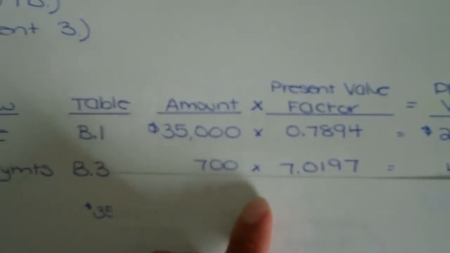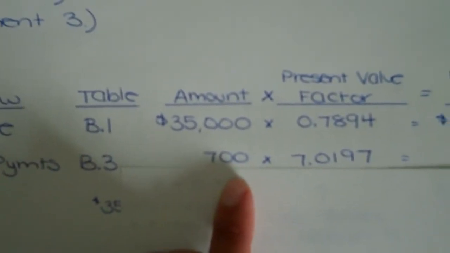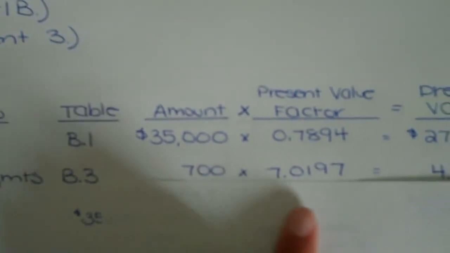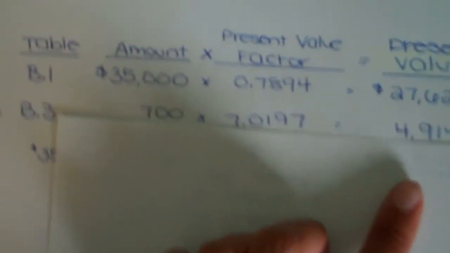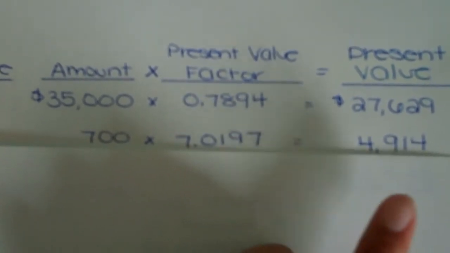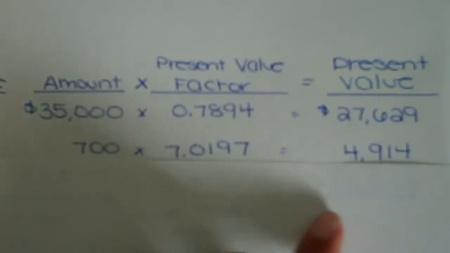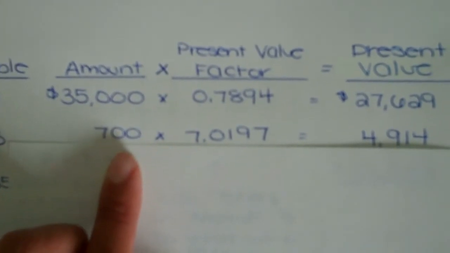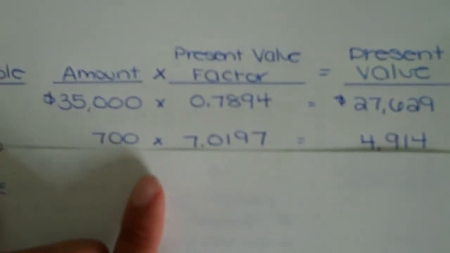We then bring that present value factor over to our worksheet, 7.0197, multiply it by the semi-annual interest payment, which we solved to be $700. Multiply the two to get the present value, or the amount, that bondholders would be willing to pay today for a series of semi-annual payments of $700 over the next 4 years.